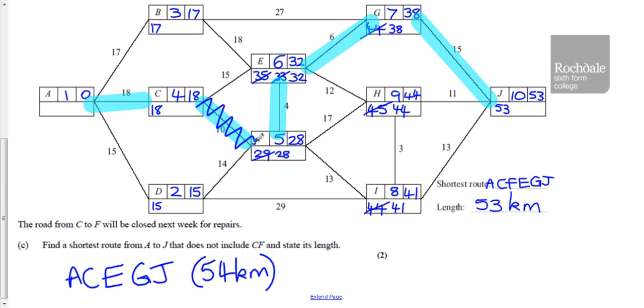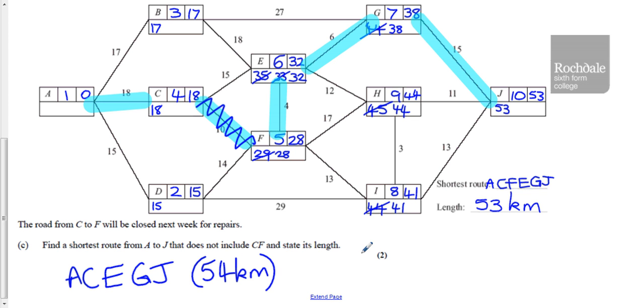Now, because CF was part of our shortest route, and we're now not allowed to travel along CF, I know whatever route I get, its length is going to be slightly longer than my answer to part A. And because this has given me a length of 54, I know I'm not going to be able to find a shorter one. 53 was the shortest, and that involved us having to travel along CF. Because I now can't travel along CF, it's going to be a little bit longer, and 54 is just 1 kilometre longer. I know I'm not going to be able to beat 54. That's one answer and would get you both marks.